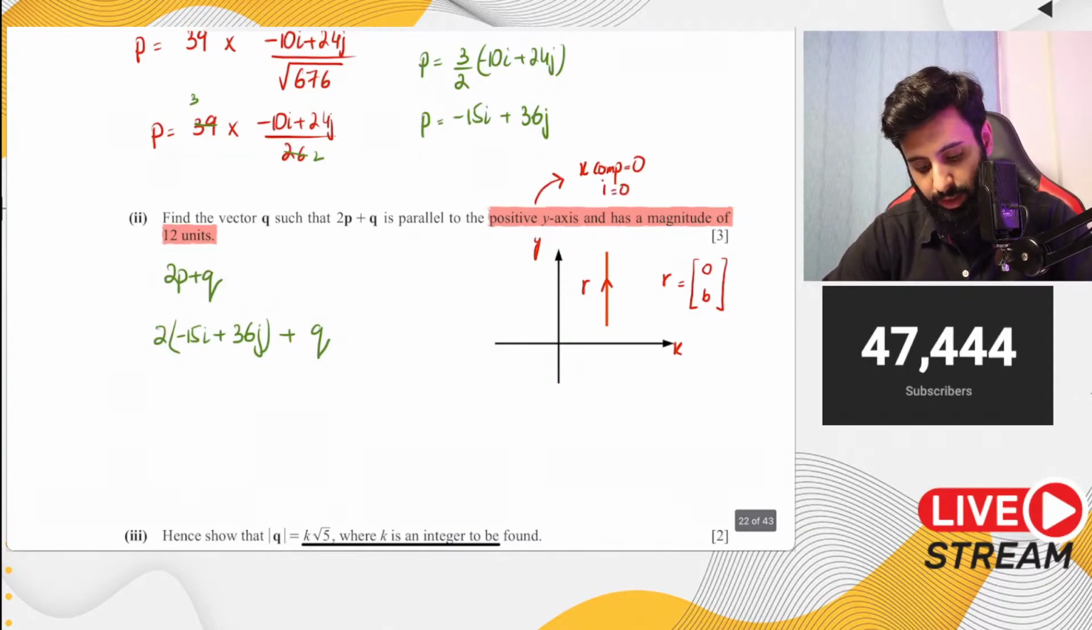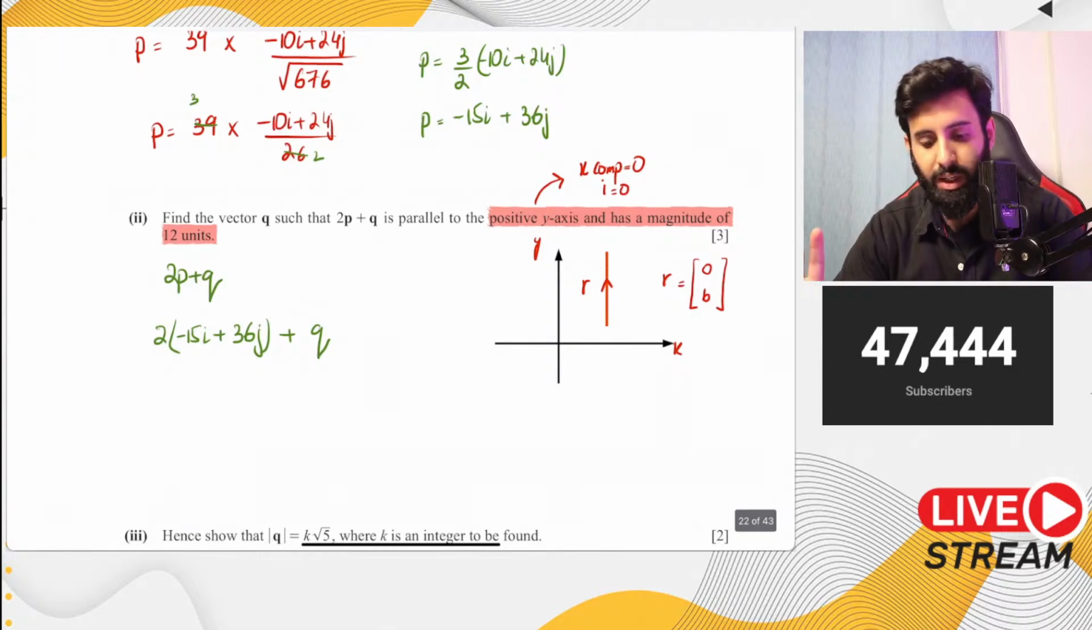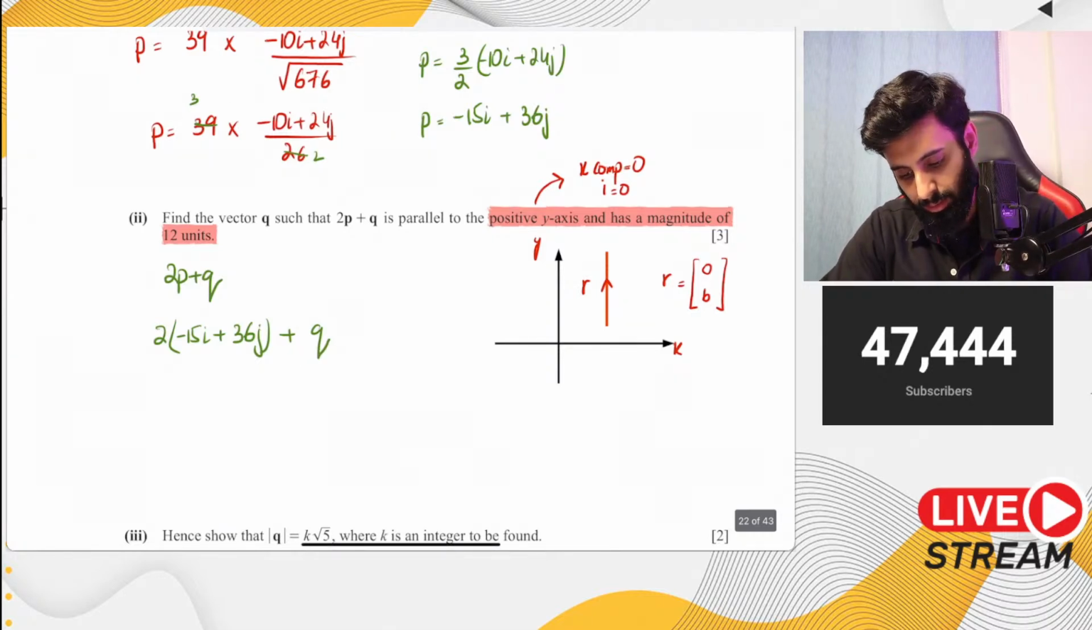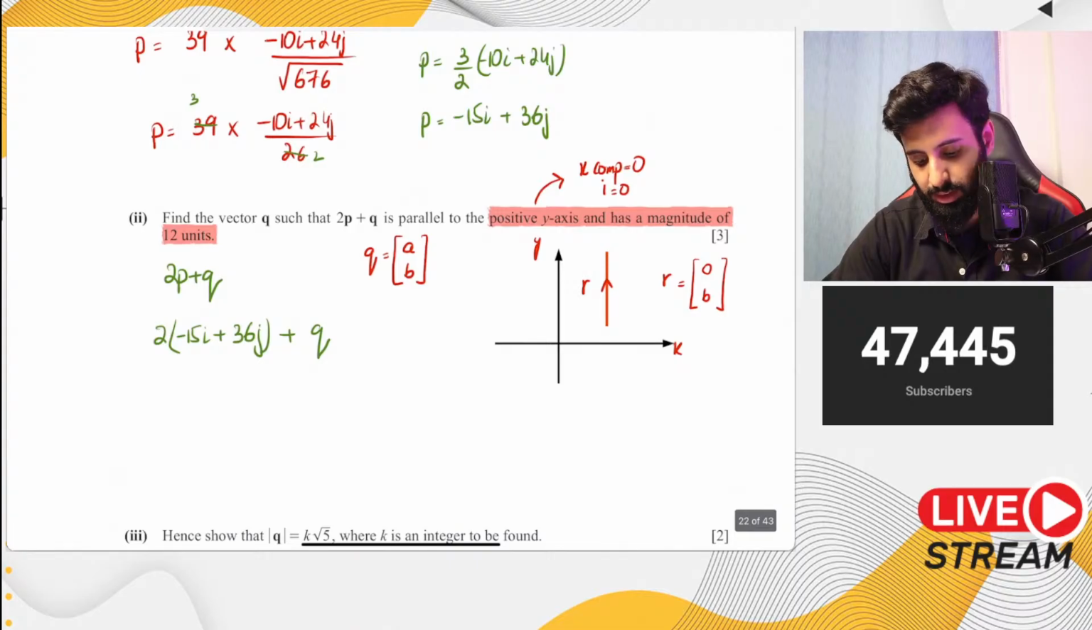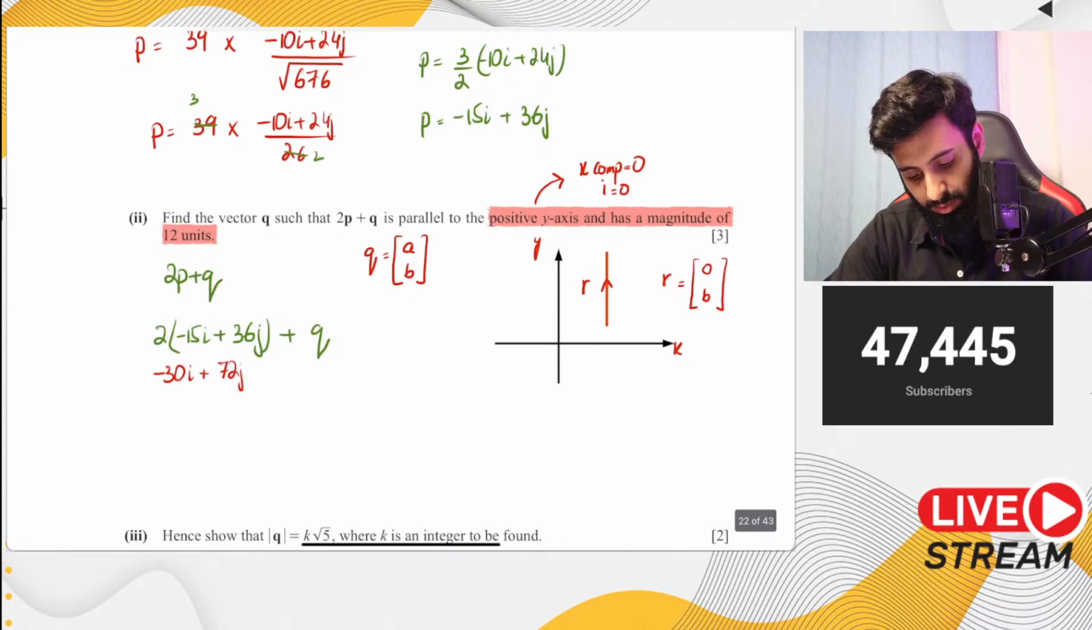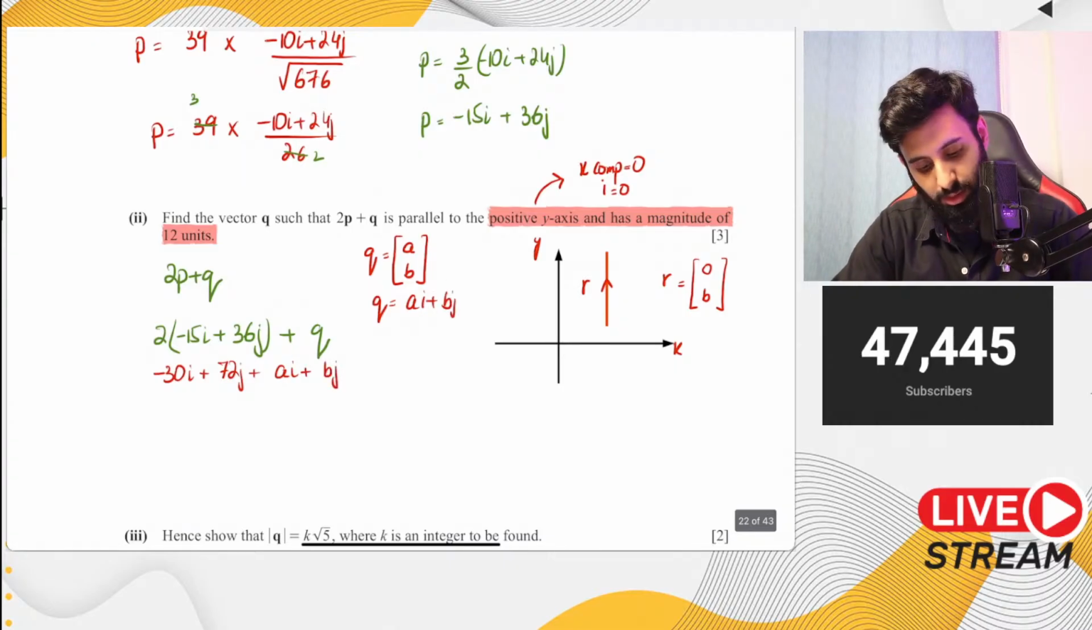Now according to the question, we don't know what vector q is. So let's say vector q is ab. It's not vector q that is parallel to the y-axis. Vector q is just ab. So this is what we end up with: minus 30i plus 72j, and since we don't know what vector q is, vector q equals ai plus bj. So plus ai plus b into j. This is what 2p plus q equals.